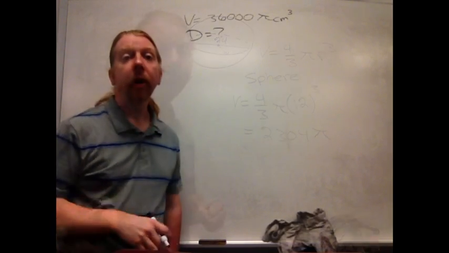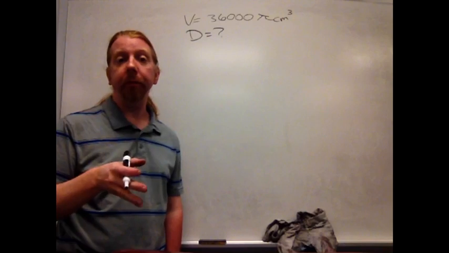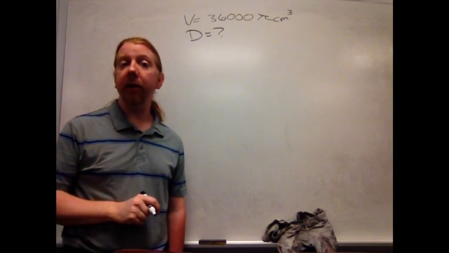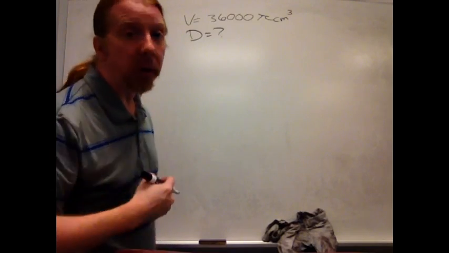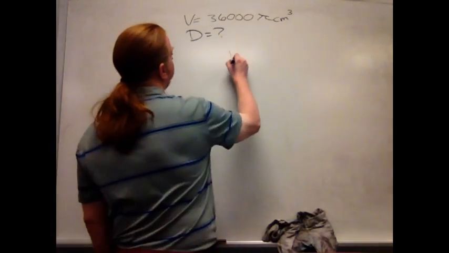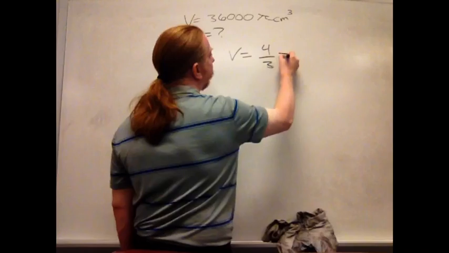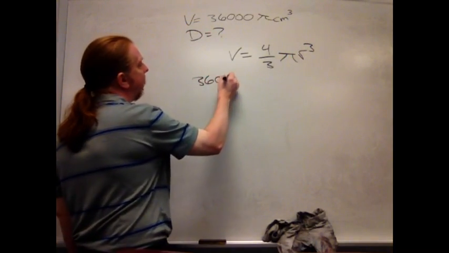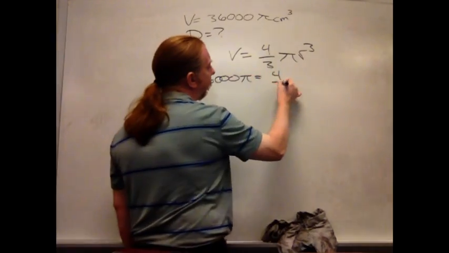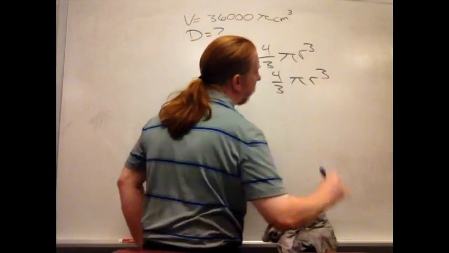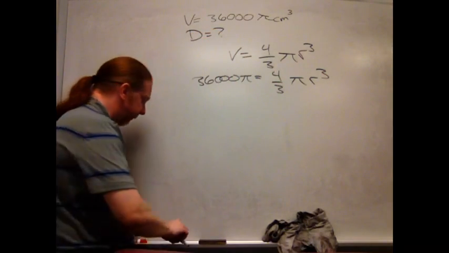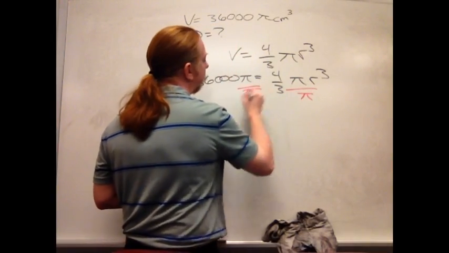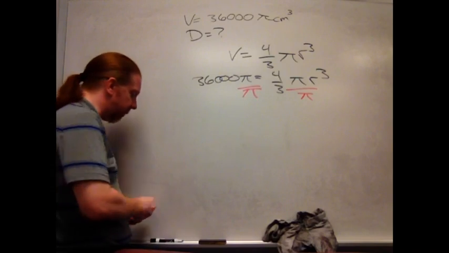Suppose I have a volume and I want the diameter of the sphere. The good news is because there's only one dimension in a sphere, that being radius, I can work the equation backwards. Volume is equal to 4/3 pi r cubed, so let's plug everybody in. 36,000 pi is equal to 4/3 pi r cubed. My first step is going to be to get rid of those pi's by dividing it out of both sides of the equation.